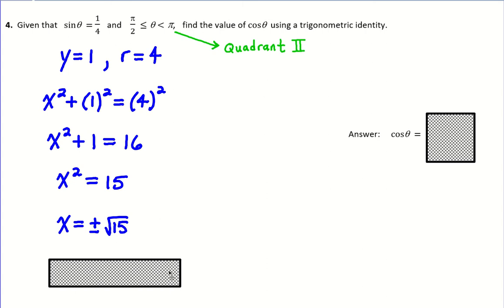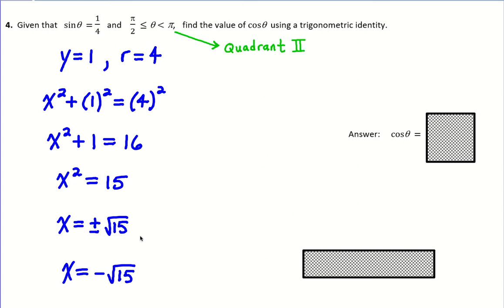So what does that mean about x? Quadrant 2 means x is negative. So now that we know that x is negative root 15, we can give the cosine as x over r. And so, bam, x over r: negative root 15 over 4.